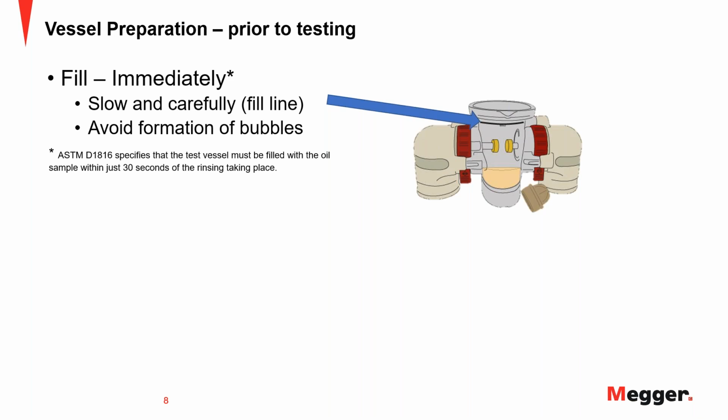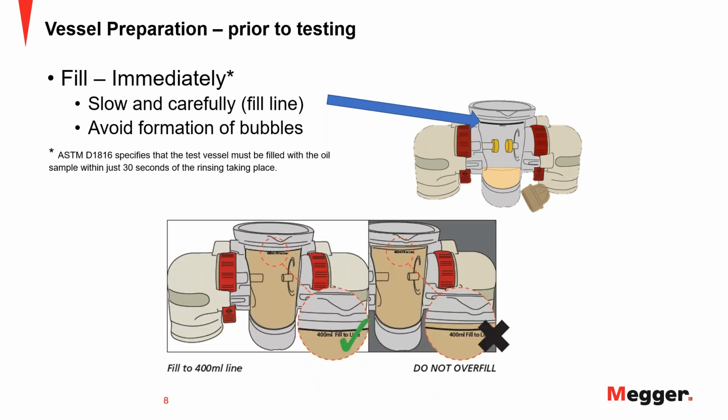And with the OTS vessel, you need to make sure that you fill the oil to the fill line. So here you can see the fill line is a 400 milliliter line that's clearly labeled on the test vessel. You make sure that you fill up to the fill line, not above it, because when you place the lid on the vessel, if it's over the fill line, you'll get spillage of oil above the top of the vessel.